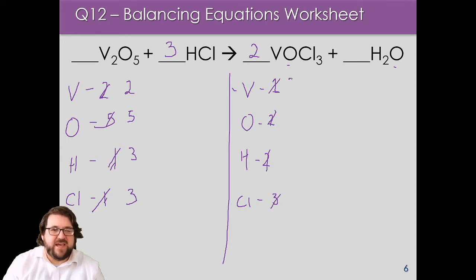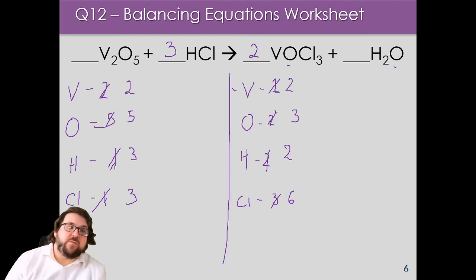So now let's check. Yeah, I've got 2 vanadiums. How many oxygens have I got? 2 in that. So 2 there and 1 there is 3 in total. How many hydrogens have I got? Still only 2 there. And finally, how many chlorines have I got? I've 6 now. Ugh, I just balanced those as well. So I've got 6 chlorines.